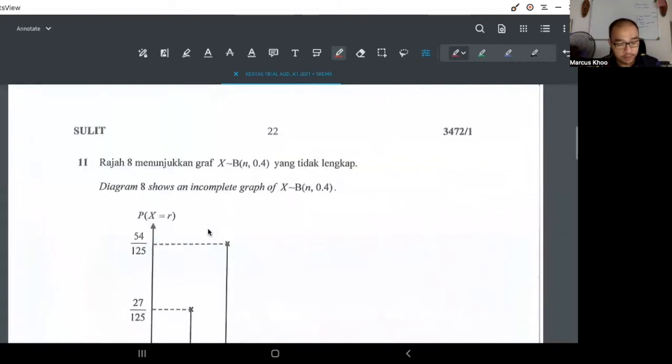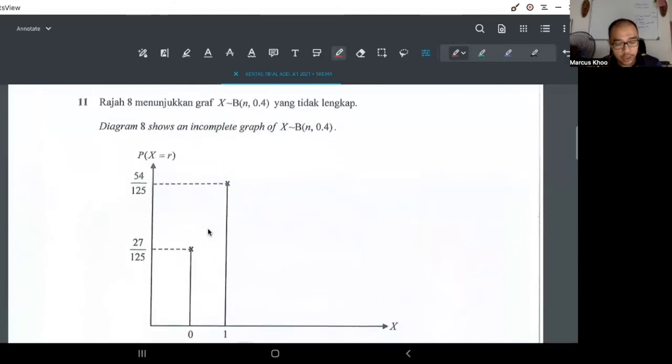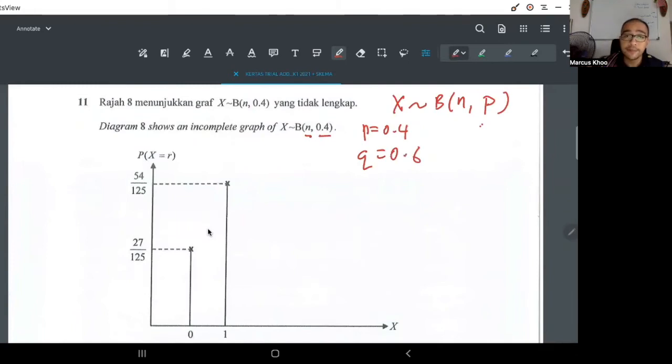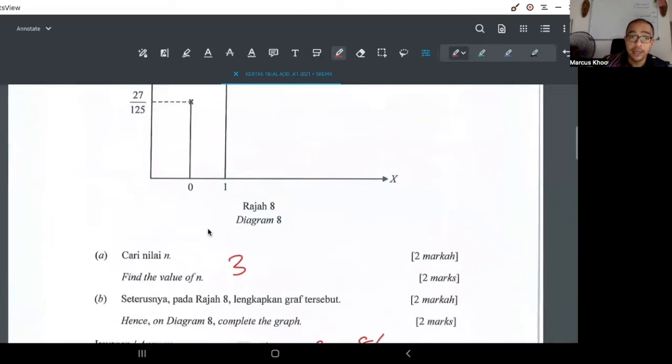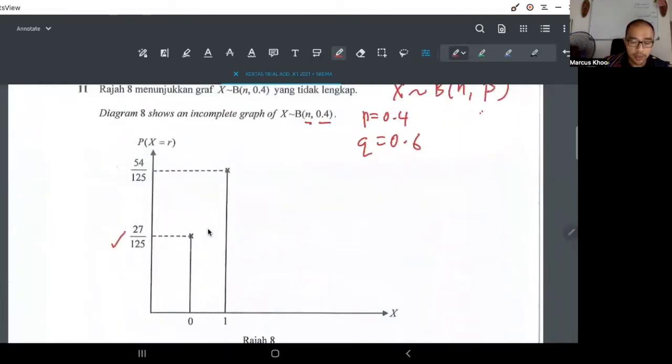Quite simple. Diagram 8 shows an incomplete graph of binomial distribution with p equal to 0.4. So remember the binomial, over here is n and over here is p. P is the probability of success. So if p is equal to 0.4, immediately you should know what is q. q will be 0.6. The question is find the value of n. You can use either one. I'm going to use the 0 one.